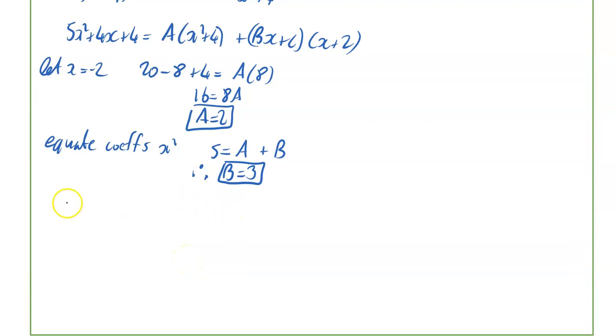We'll go on down and equate coefficients of just x then. On my left hand side I've got 4x, on my right hand side if I multiply out this bit there's going to be no x terms. And if I multiply out this bit, I'm going to have Bx times 2, so 2B, and I'm going to have C times x, so 2B plus C. So that's 4 is equal to 6 plus C.